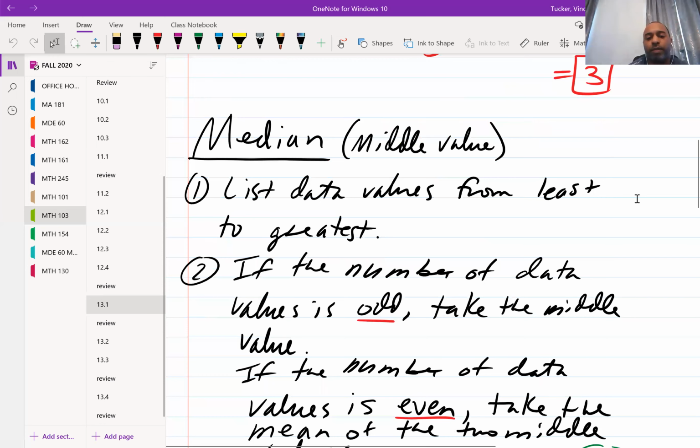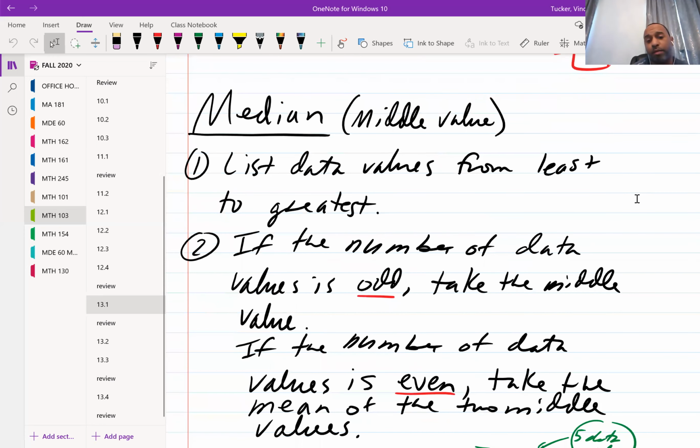Then if the number of data values is odd, you take the middle value. If the number of data values is even, you take the mean of the two middle values. So I'll show you what that means in a second.